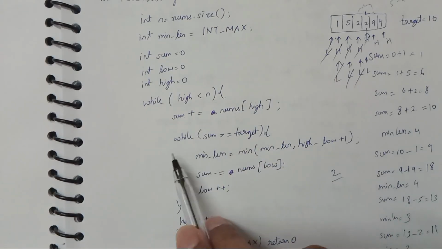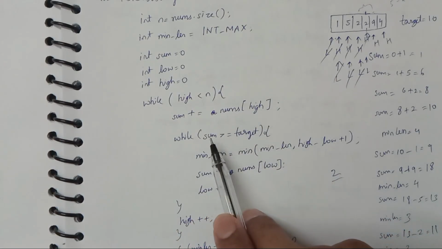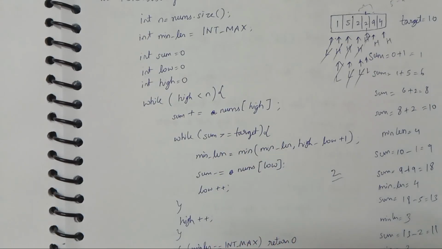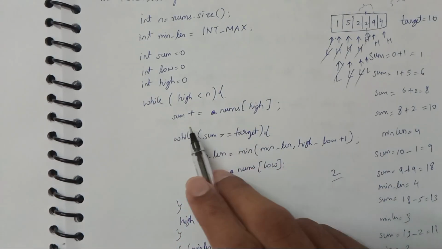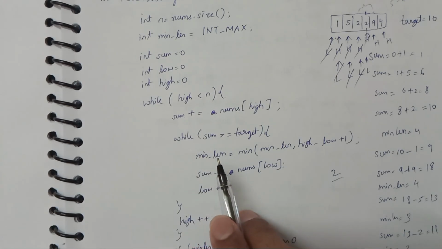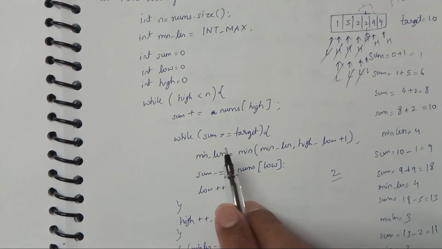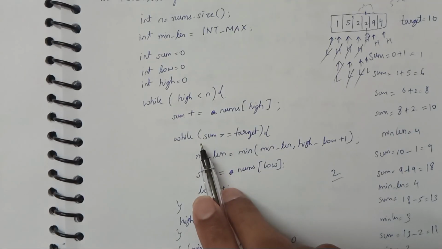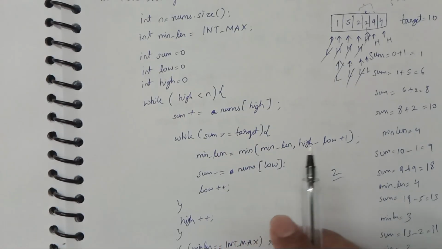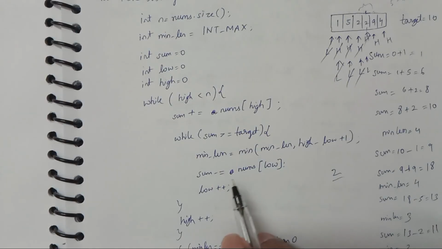And then while the information is wrong, what is the information? That is sum. While sum is greater than or equal to target. So in the first loop we update the high pointer, and in the second loop we check for the information. So here we are going to find minimum length. So we check if the information is correct. If sum is greater than or equal to target, then we first update the minimum length and reduce the low pointer. And at the end, after coming out of the loop, we do high plus plus.